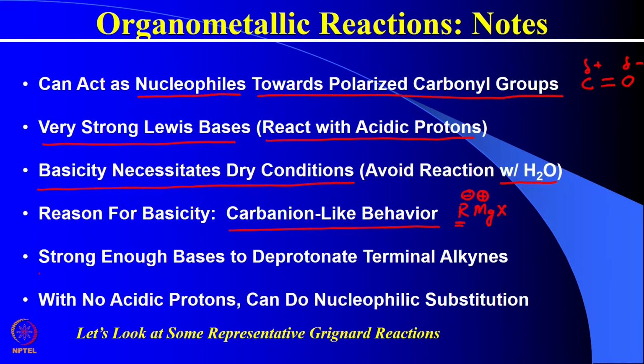So this is a strong enough base to deprotonate a terminal alkyne, which I have already indicated, which means if you have a C triple bond CH group, it can deprotonate that hydrogen from this compound. If there is no acidic proton, it can do nucleophilic substitution reactions as well. So in the next slide, let us see some of the representative Grignard reactions.